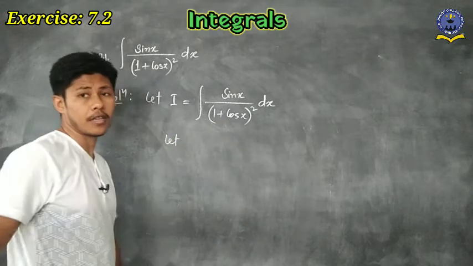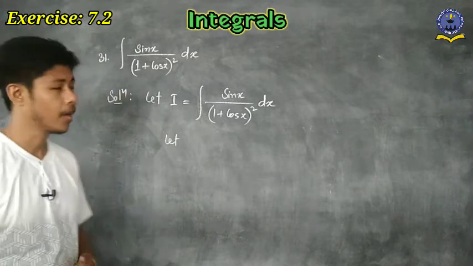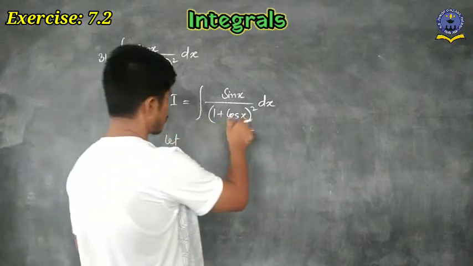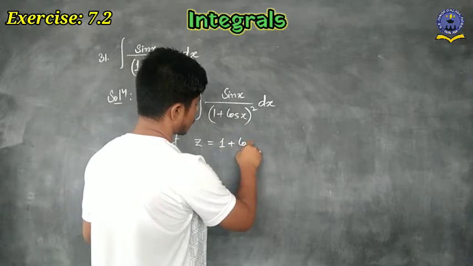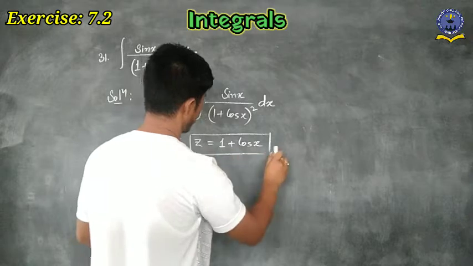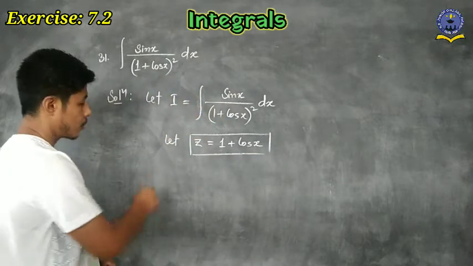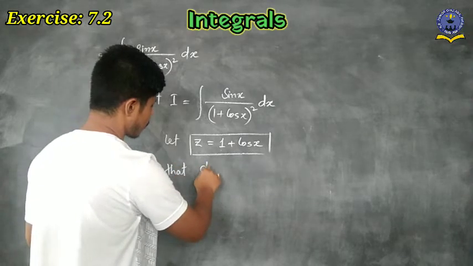And then we directly substitute. We have to do the maximum substitution here. The maximum substitution is 1 plus cos x, so we write z equals 1 plus cos x. If you substitute this part, z equals 1 plus cos x, what you have to do is differentiate this with respect to x.